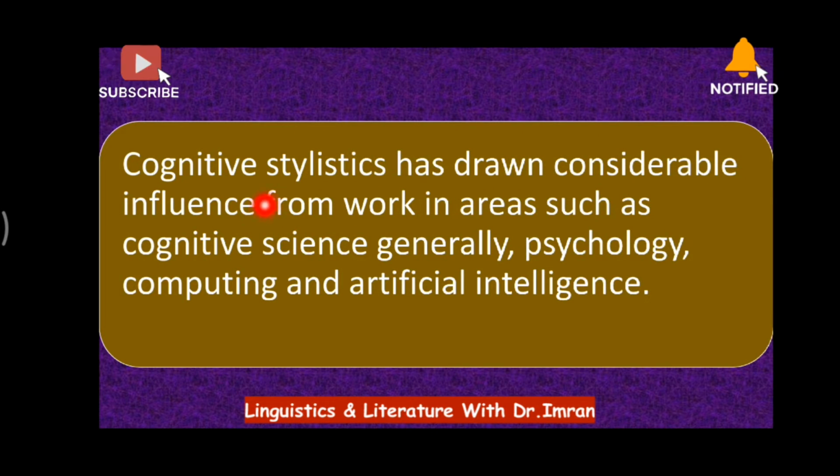Now, cognitive stylistics has drawn considerable influence from work in areas such as cognitive science generally, psychology, computing, and artificial intelligence. So cognitive stylistics has got influence from where? From cognitive science generally, psychology, computing, and artificial intelligence. So you can say that cognitive stylistics emerged from these areas: cognitive science, psychology, computing, and artificial intelligence.